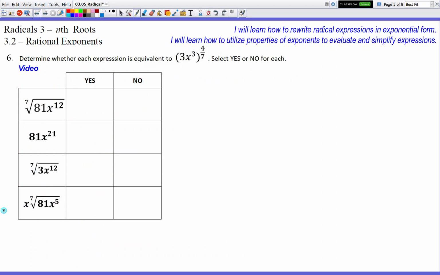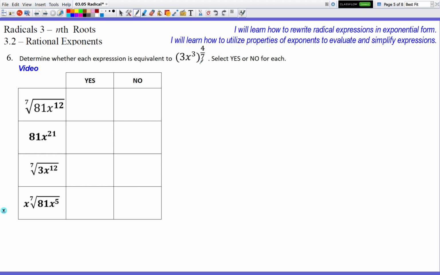Okay, so this one says, out of the 4 forms that you see below, which one can 3x to the 3rd power, and all of that to the 4/7 power, which ones can that be written as? Okay, so let's start to think about what this is. So this basically says I got 4 3x to the 3rd powers, right? I got 4 of them.